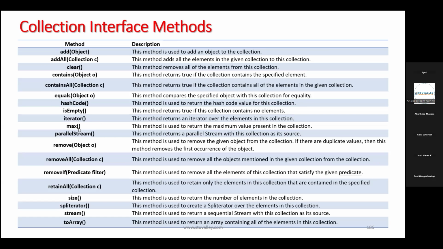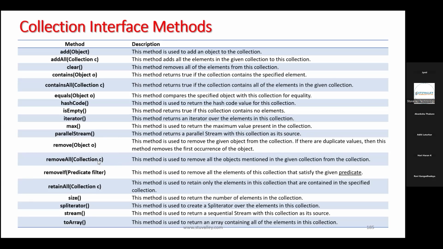Max returns the maximum value present in the collection. parallelStream returns a parallel stream with this collection as its source. Then remove is used for removing the given element, basically the given object, from the collection. If there are duplicate elements, then the method removes the first occurrence of the object. It will never remove all. If you want to remove all the values, then you should use other methods.